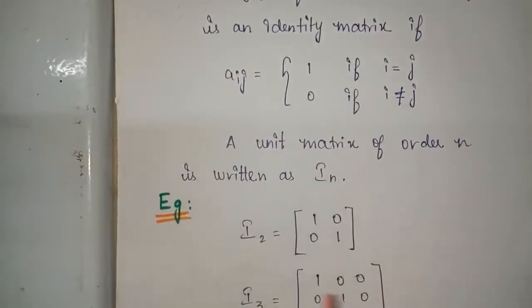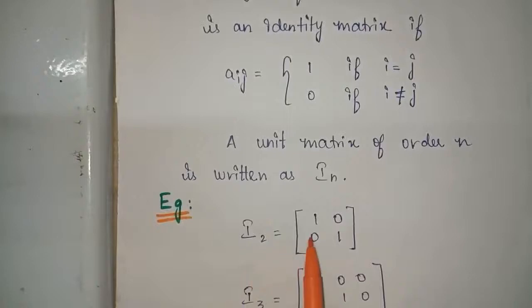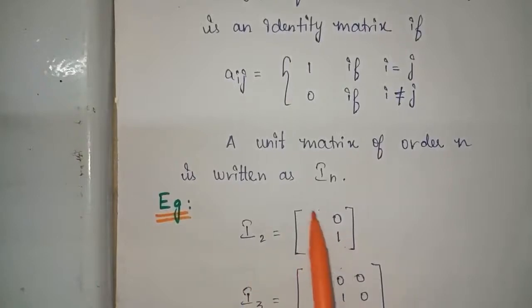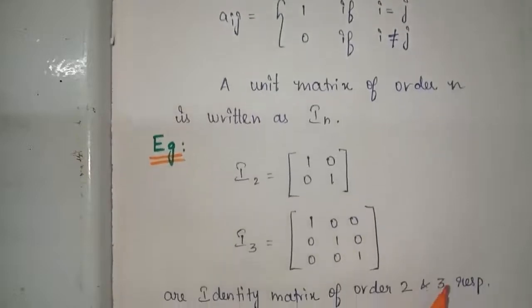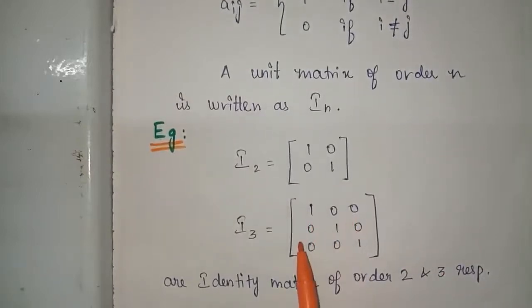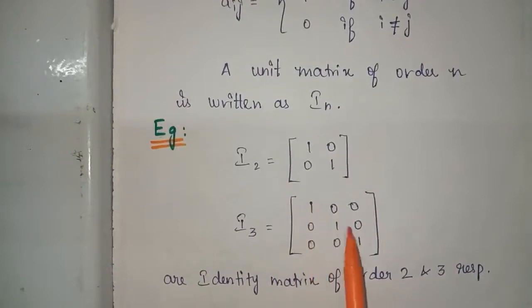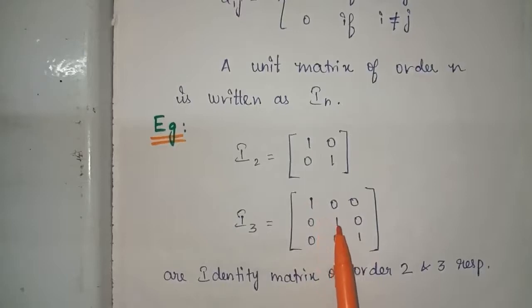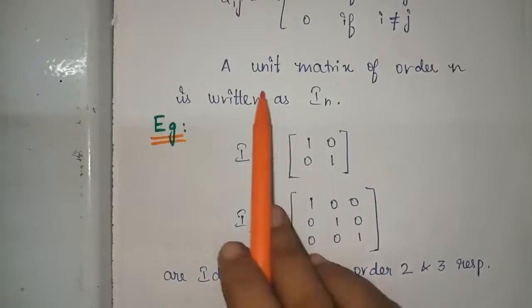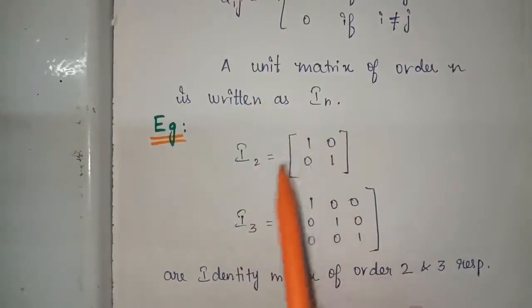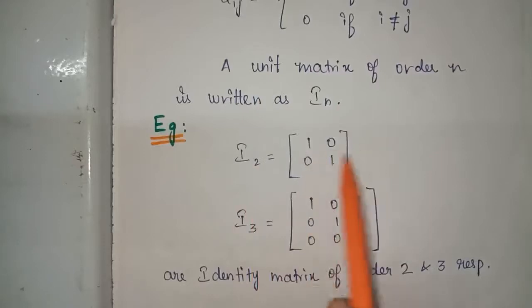So for example, of identity matrix or unit matrices, I2 = 1 0 0 1. So leading diagonal elements must be 1. I3 = 1 0 0 0 1 0 0 0 1. So the leading diagonal elements are 1. This is also called a scalar matrix; you can take this as an example for a scalar matrix also. Then the unit matrix is represented as In. So I2 means it has 2 rows and 2 columns. I3 means it has 3 rows and 3 columns, or identity matrix of order 2 and 3 respectively.